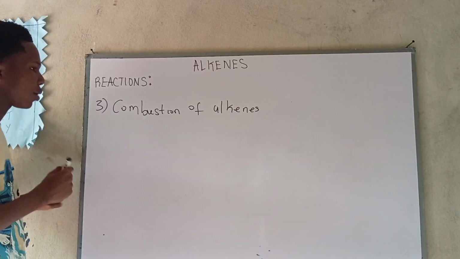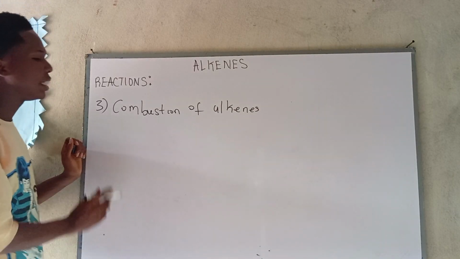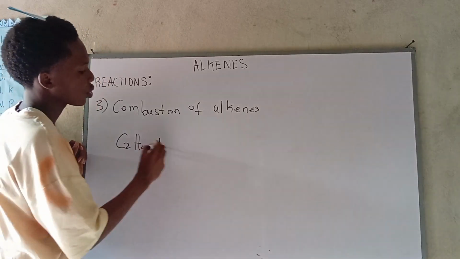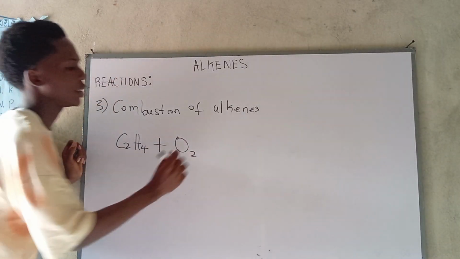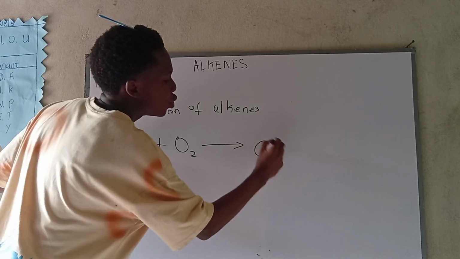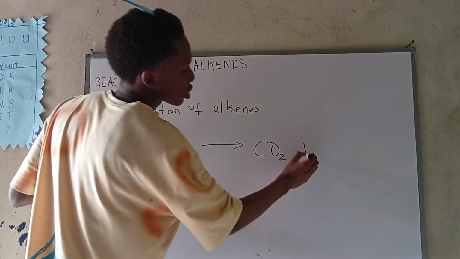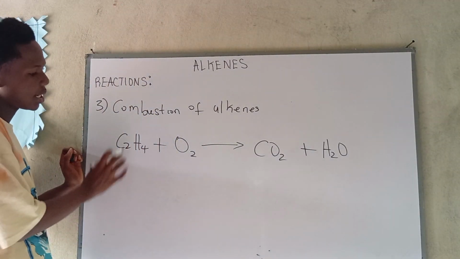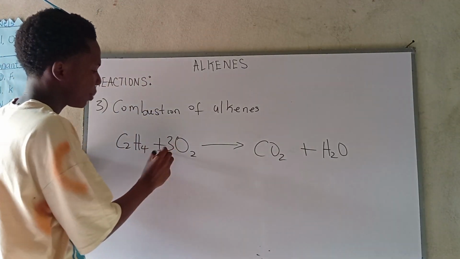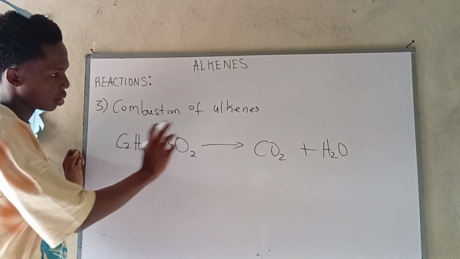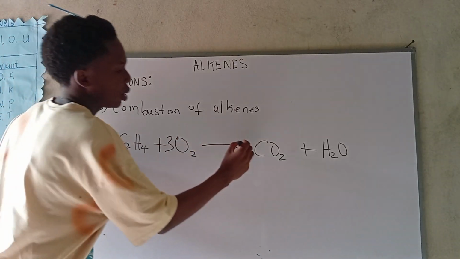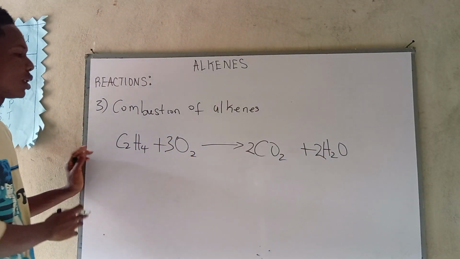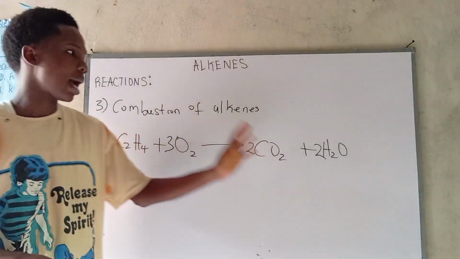Alright, so now let's take an example. If ethene, C2H4, reacts with oxygen, combustion will take place to give us CO2, carbon dioxide, and water. But from the look of things, this equation is yet to be balanced. So now let's balance this equation. This is the combustion of alkenes.